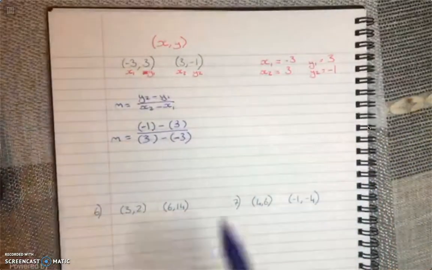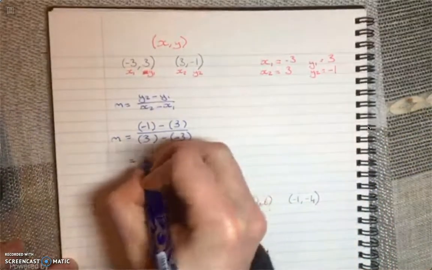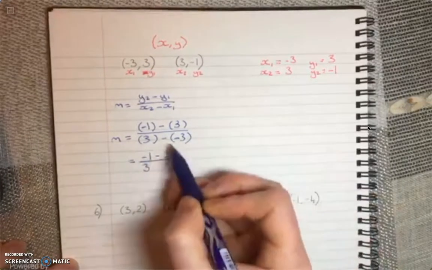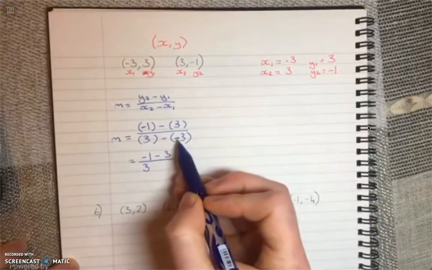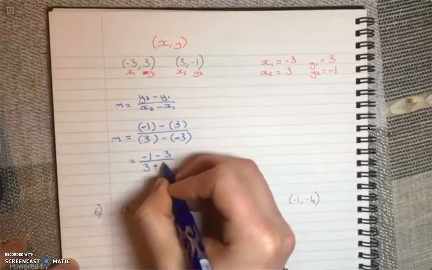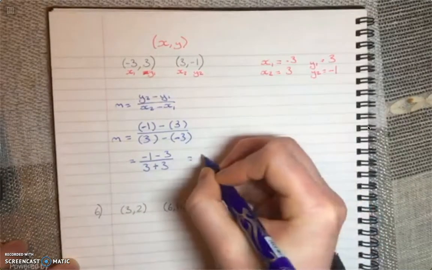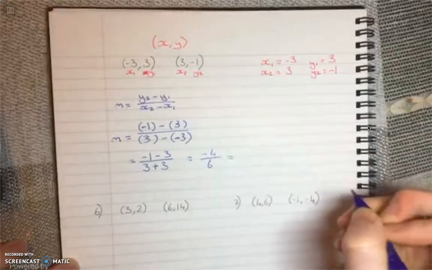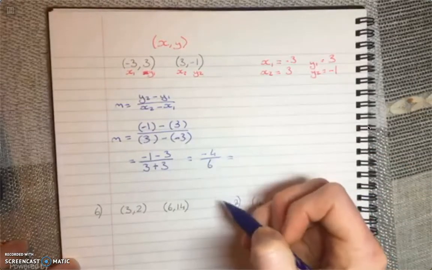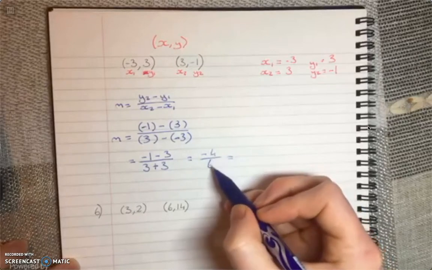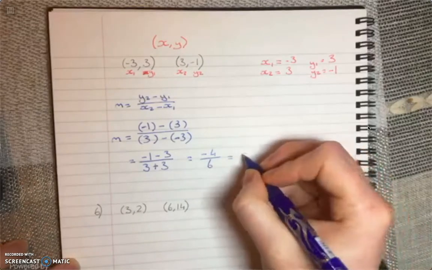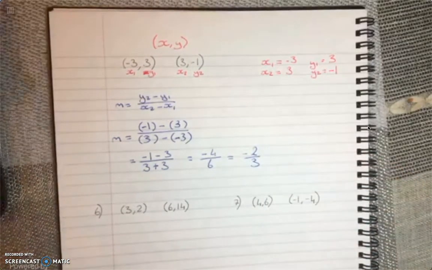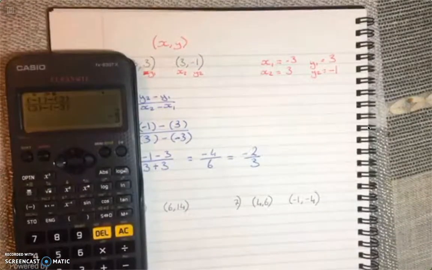Okay, so this is equal to minus 1 minus 3 all over 3 minus minus 3. Now this is why the brackets are important. A negative and a negative give me a positive 3. So this is equal to minus 4 all over 6. And this can simplify down because we can divide both by 2. 4 divided by 2 gives me 2. 6 divided by 2 gives me 3. Minus 2 over 3. Okay, and that's exactly what we got when we put everything into the calculator.